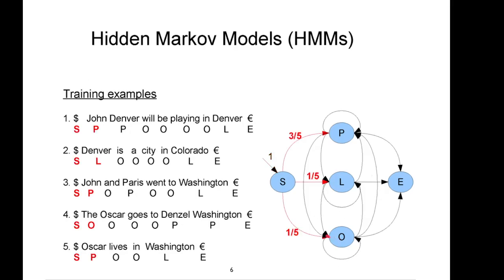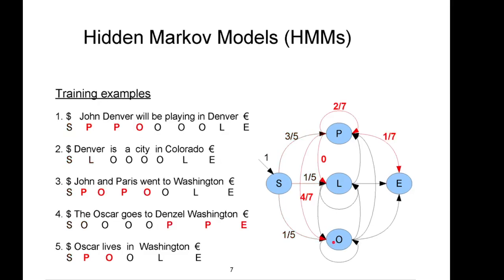And this we can infer. This is our training data, and so we can see we went to person 1, 2, 3 times, and to location once, and to other also once. So 3/5 is this probability, 1/5 is start to location, 1/5 is start to other.